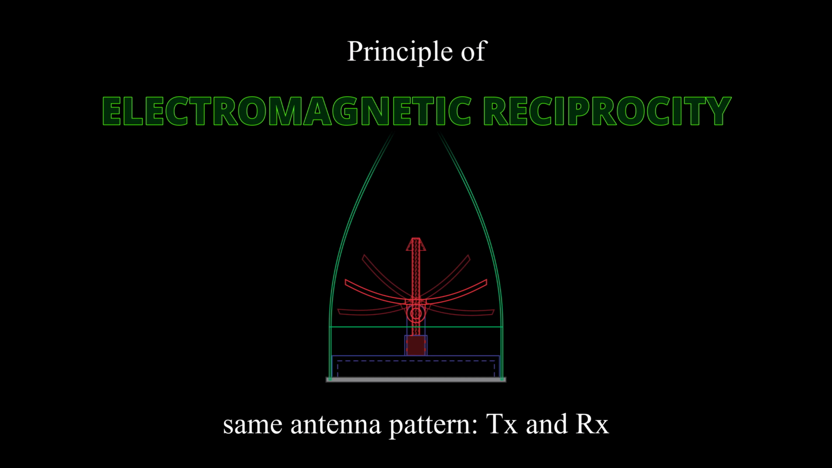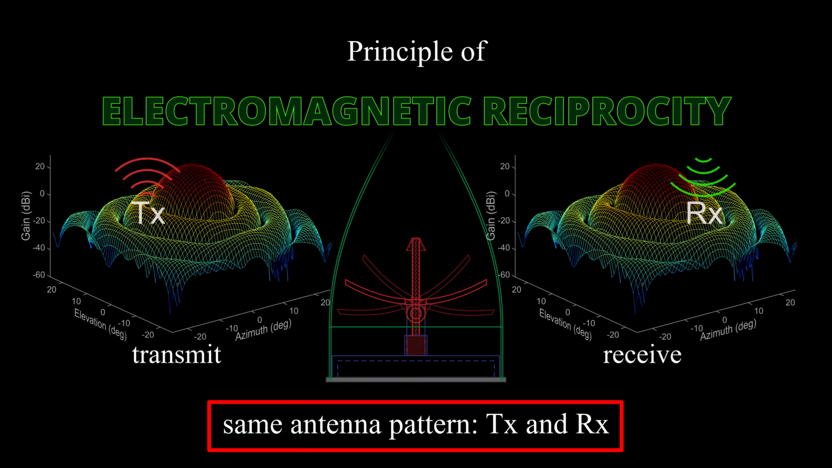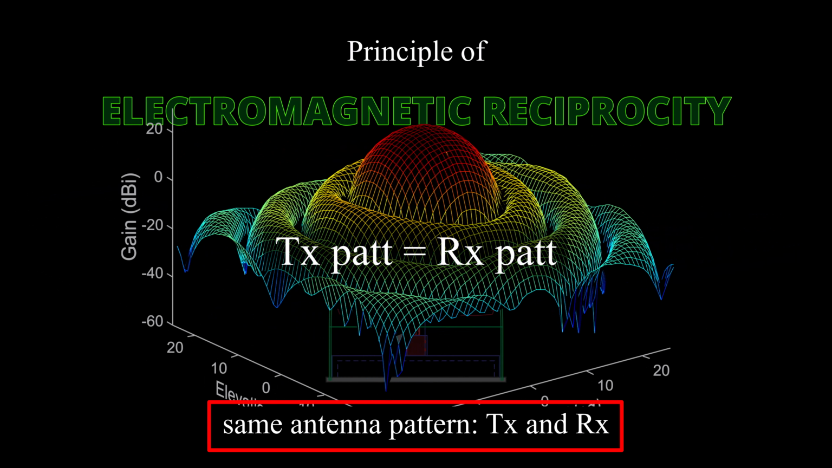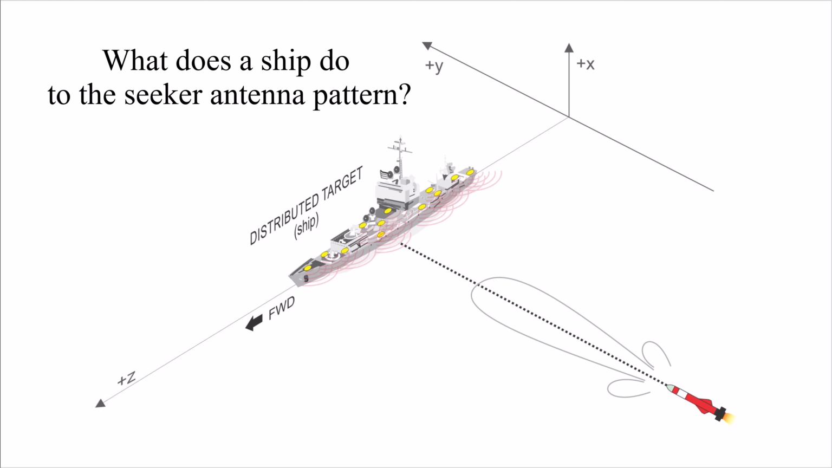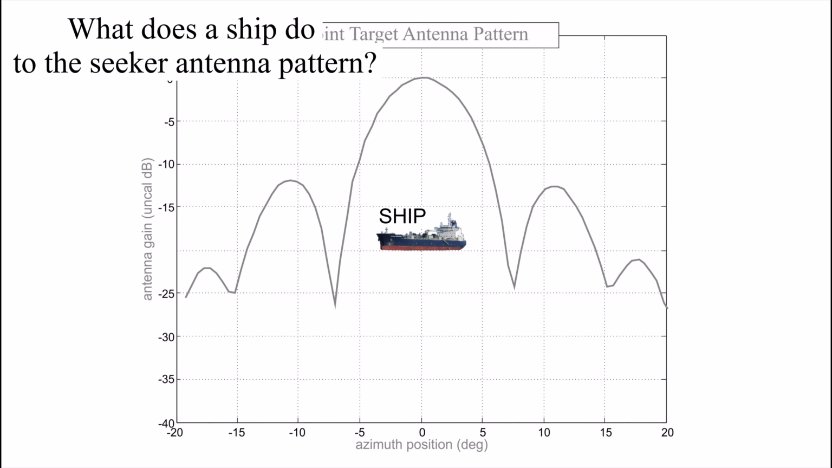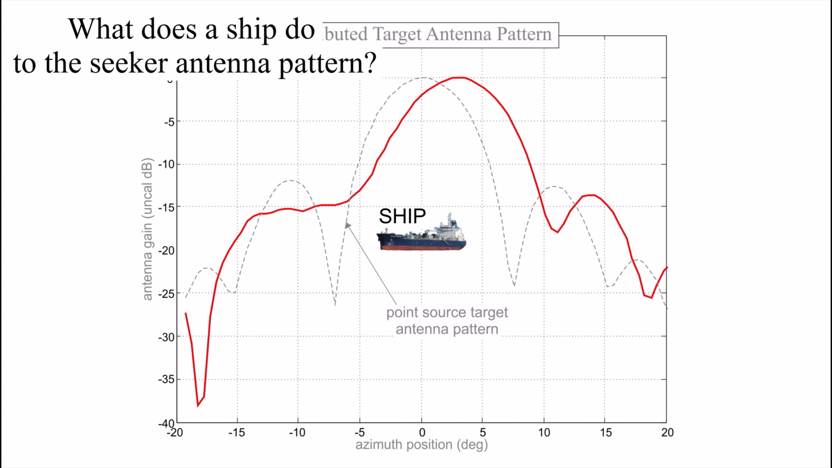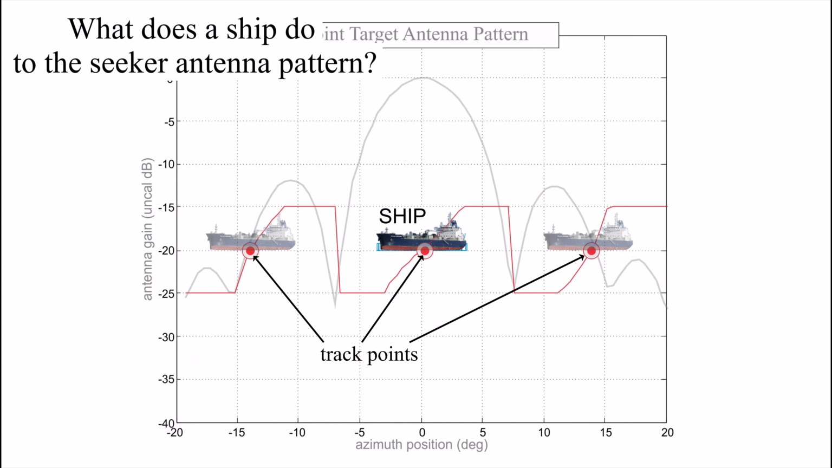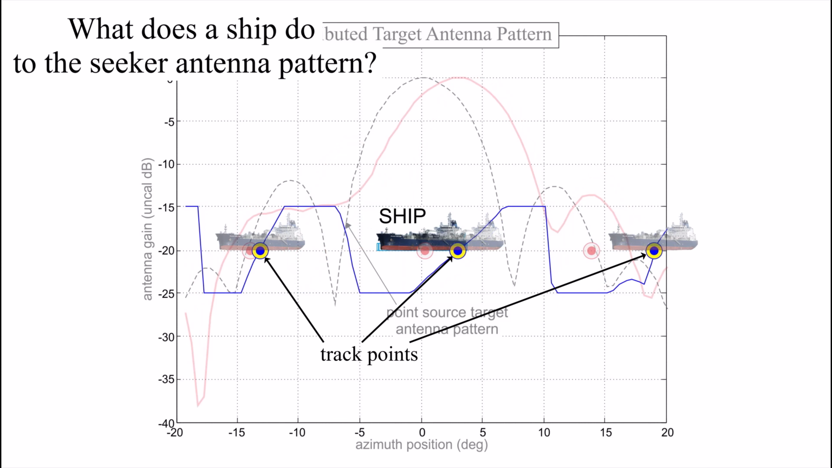The important thing to understand is that the antenna's transmit and receive radiation patterns are the same, and that's because the antenna is just a bunch of metal, plastic, and pipes. And that means that scanning the antenna over a point source target like a decoy is not the same thing as scanning the antenna over a large distributed target like a ship. So what does that radiation pattern look like when the antenna scans over a cluster of reflectors like a ship? And more importantly, at what angles are there stable track points, since that's where the seeker sees the ship?